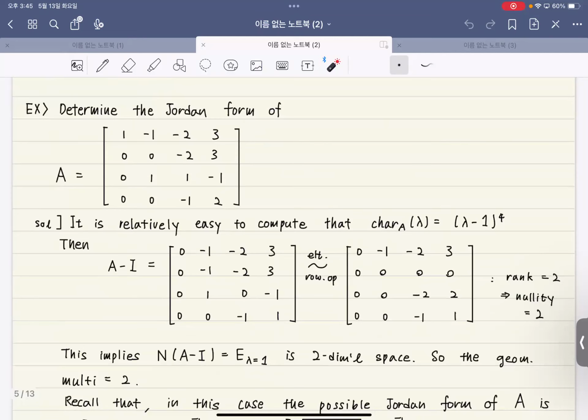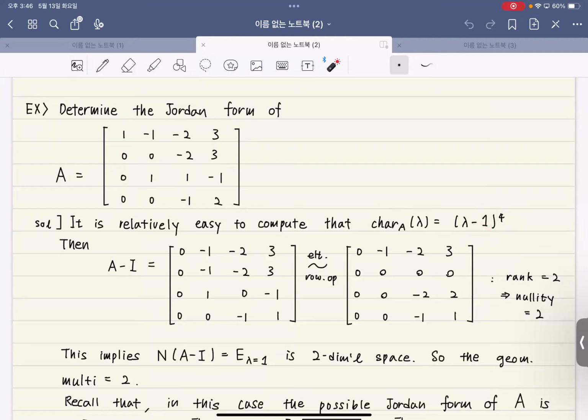So let me try to determine the Jordan form of the matrix. First, you are supposed to compute the characteristic polynomial of the matrix, which is a routine computation. I did it myself, and it is lambda minus 1 to the 4th. So it has only one eigenvalue, which is 1, right? And what is its algebraic multiplicity? 4, right? Good. Now, I will need to find the geometric multiplicity of this eigenvalue.